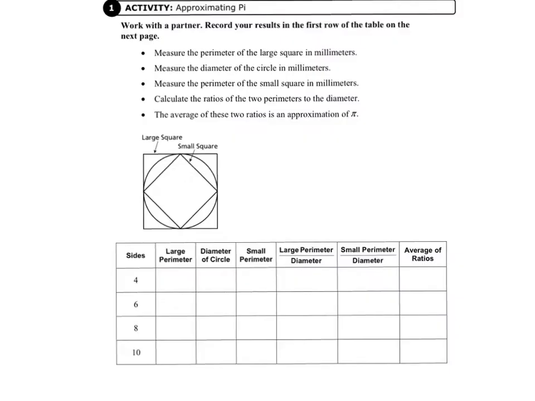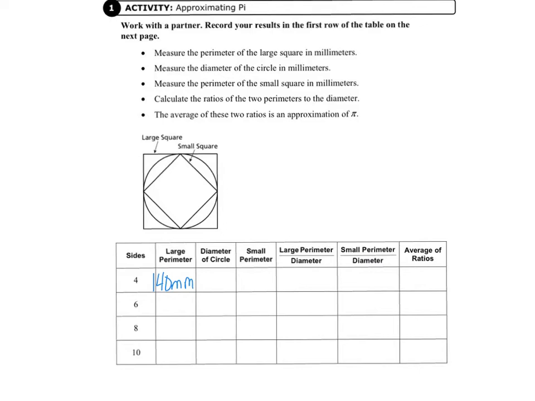Today we'll be starting on page 167 in your record and practice journal. This goes on to page 168, so yours is on 2 pages. I've managed to get it to fit onto one screen, so you're going to need to flip back and forth. It says record your results in the first row of the table on the next page. Measure the perimeter of the large square in millimeters. When you do that, you should get 140 millimeters. So write that in the top box.